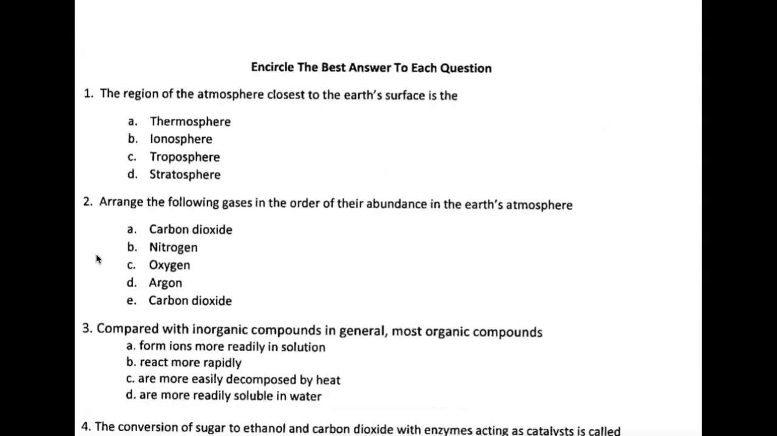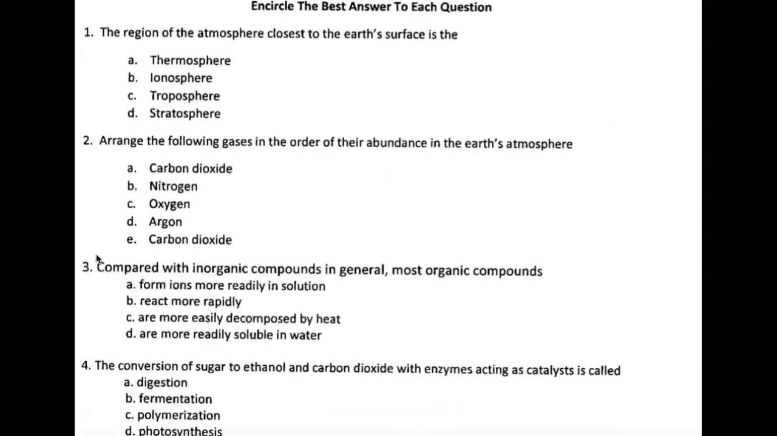Now some of these multiple choice questions. Number 1, the region of the atmosphere closest to the Earth's surface is letter C, the troposphere. Sometimes I ask the question, what is the second closest region to the Earth's surface? And that is the stratosphere. But as is asked here, the closest is the troposphere.